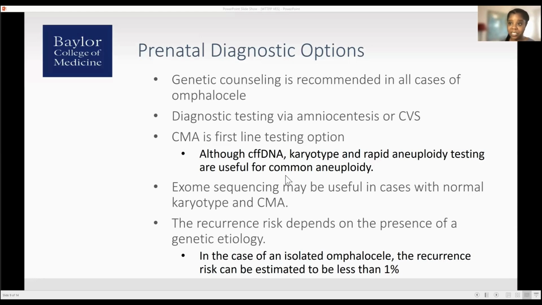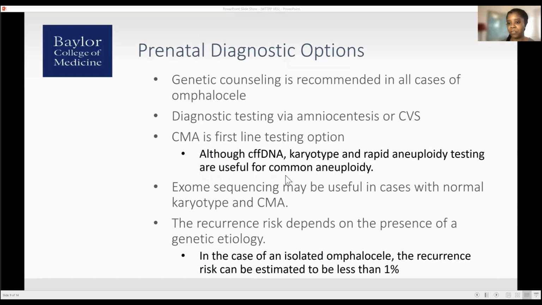Chromosomal microarray is the first-line testing option, given that it will screen for common aneuploidies as well as clinically significant copy number variants. However, if there's a high suspicion for a common aneuploidy, traditional karyotyping can be used as a first test.